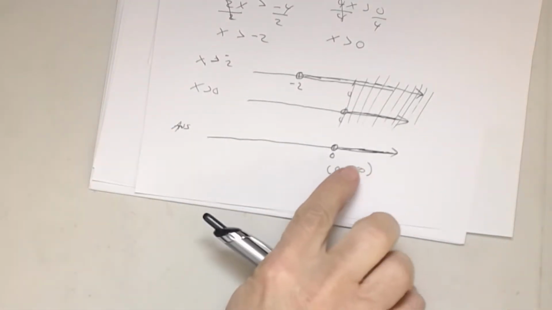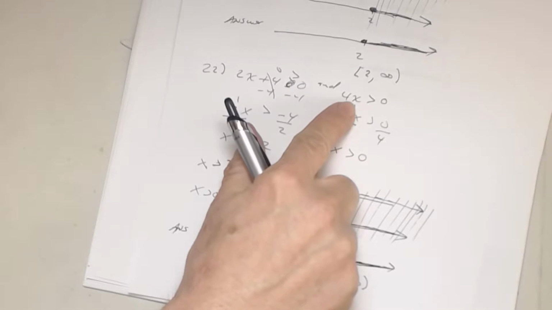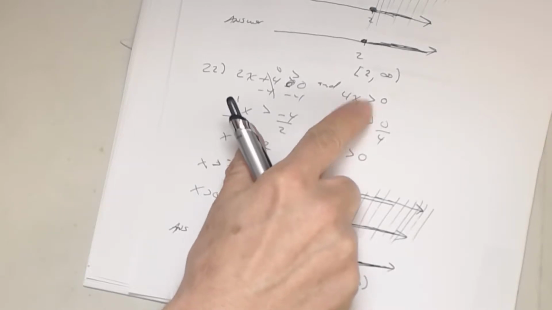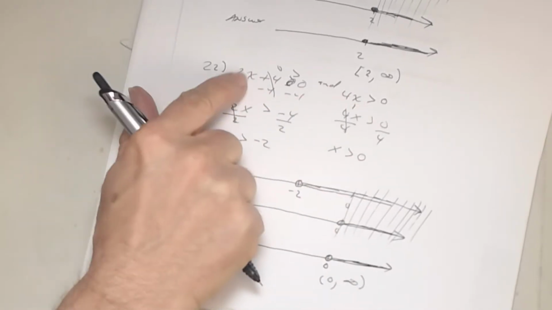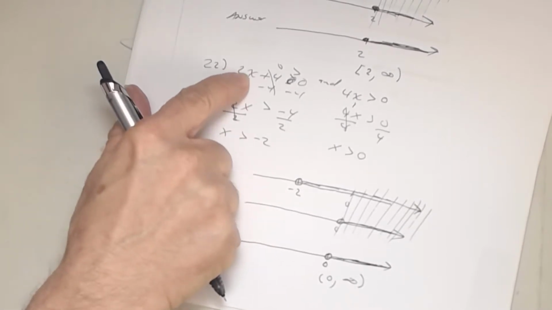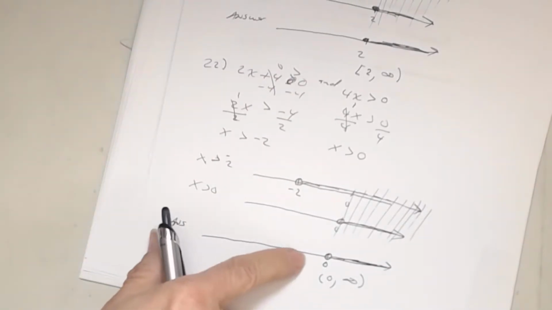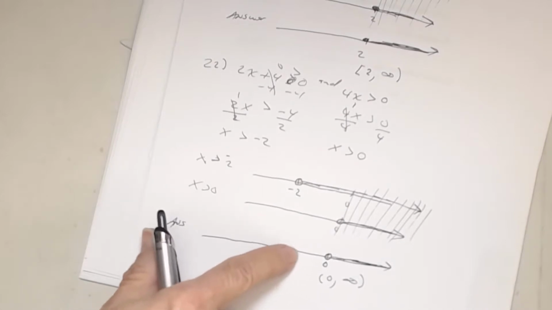And you can quickly check this. So if you pick a number that's in here, let's say 1. 4 times 1 is 4, and is 4 bigger than 0? Yes. 2 times 1 is 2. 2 plus 4 is 6. Is 6 bigger than 0? Yes. Now let's see why negative 1 does not work.